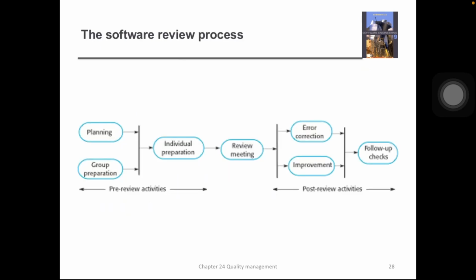The software review process. Ito yung sample ng software review process. Planning. Dadaan sa planning, tas group preparation, tas individual preparation, tapos magkakaroon ng review meeting sa afternoon. Doon makita yung error and correction, tas improvement, tas follow up check kapag okay na yung software.